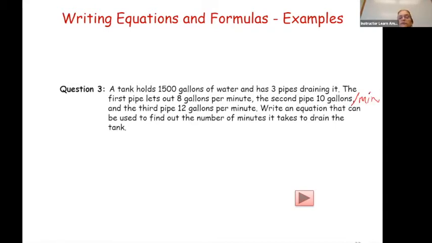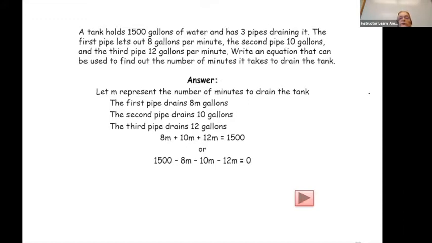And the third pipe, 12 gallons per minute. We want to write an equation that could be used to find out the total number of minutes it will take to drain the tank. Supposing we let M, and it doesn't matter what you use, but sometimes we try to pick variables that are suggestive of what we're finding. Here we're trying to find minutes. So let's use M to stand for the number of minutes to drain the tank.